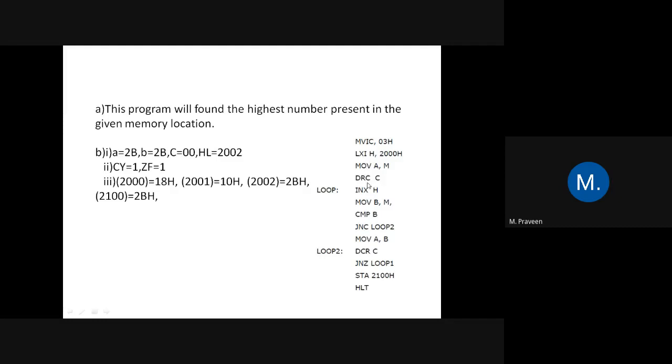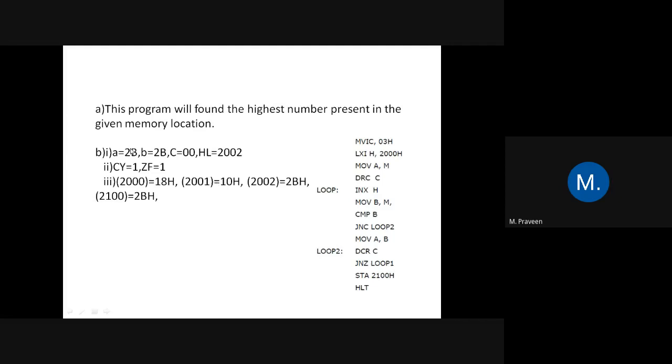So first, two values will be compared. If the first value is greater, then we have to compare the first value with the third value. So this is the logic behind the program. Therefore, the program will find the highest number present in the given memory locations.